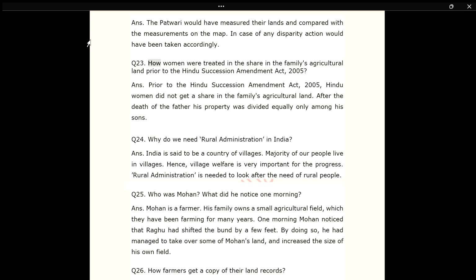Q23. How were women treated in the share in the family's agricultural land prior to the Hindu Succession Amendment Act, 2005? Ans.